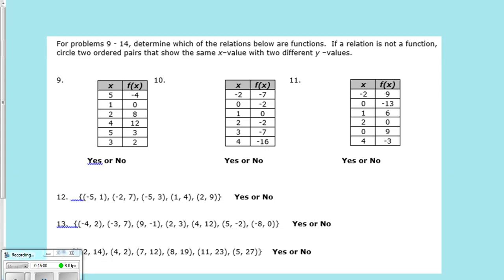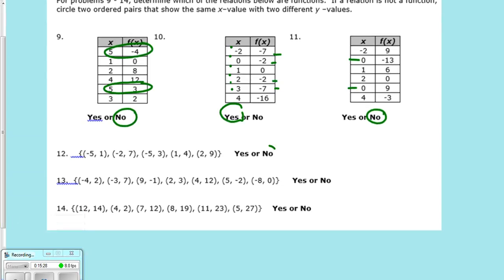Okay, and number nine, this is not a function because 5 and negative 4. Mr. 5 here is cheating. He is with negative 4 and 3. Not okay. Number 10. This one's good because none of these x's are cheating. We're good here. We do have negative 7, negative 7, negative 2, negative 2, but that's allowed. That's okay. Number 11, not a function. I've got 0 and 0. Not okay. Number 12 here, it's just a list of coordinates. This is not a function because I've got negative 5 here with negative 5.